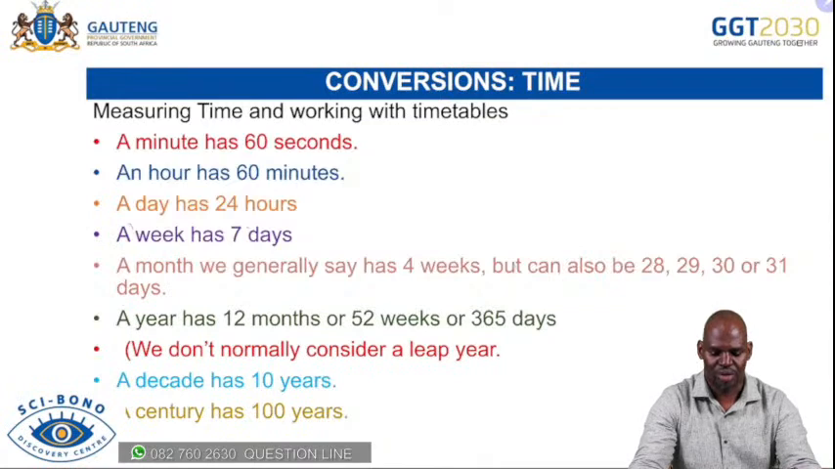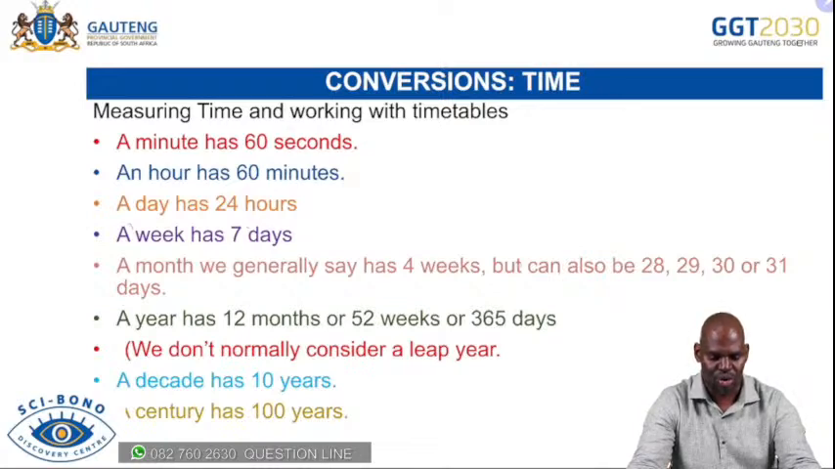A year has got exactly 12 months, or 52 weeks, or 365 days if it's a normal year. Okay. If it's a leap year, the examiner will also specify that it's a leap year, and then you know that it's 366 days. But if they don't specify, we take it as a normal year.